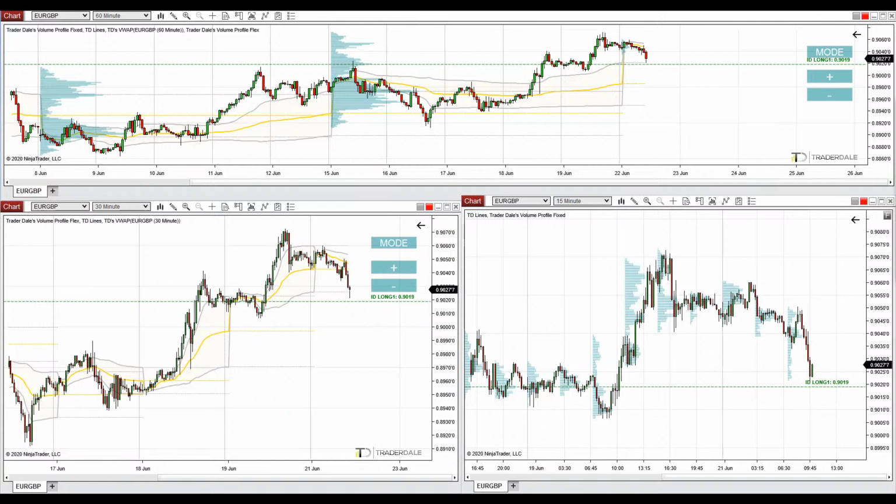Let's now go into the trading ideas. Let's first have a look at the euro pound. The price is approaching strong support, which is at 90.19.